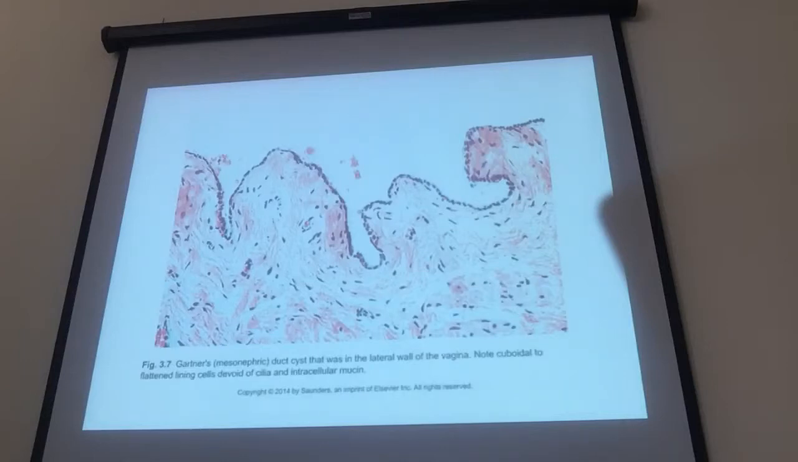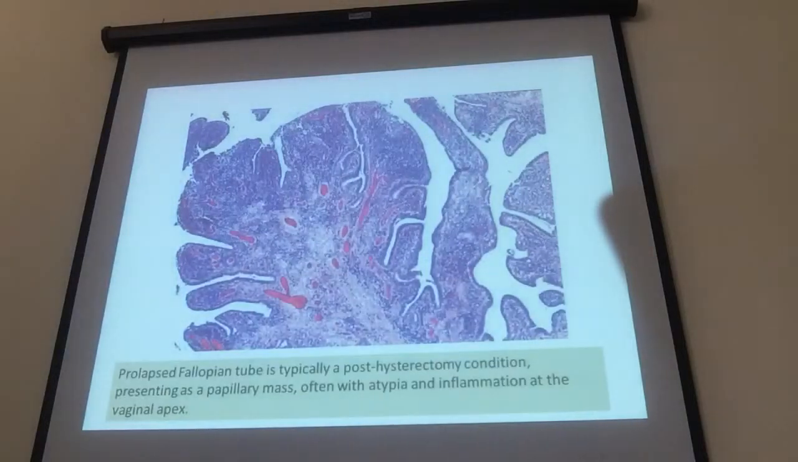This is more common in the cervix. We'll see them there as well. And then the last lesion that can sometimes be concerning is if someone has a hysterectomy. Occasionally the fallopian tube can prolapse into the vaginal cuff and present with this very papillary, inflamed mass type of lesion.